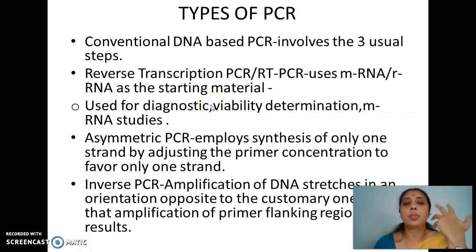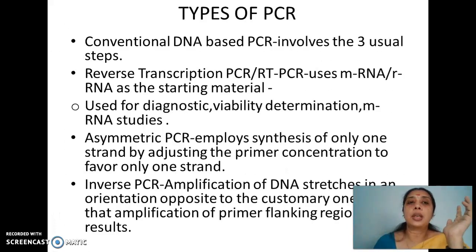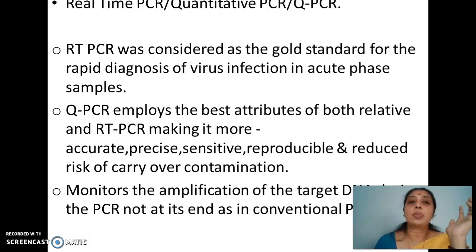Then there is asymmetric PCR, inverse PCR, then nested PCR. Nested PCR has much more sensitivity and specificity when compared to the others, because it uses a more specific set of primers. Then there is in situ PCR amplification, etc. So these are the different types: RT-PCR, nested PCR, inverse PCR, asymmetric PCR.